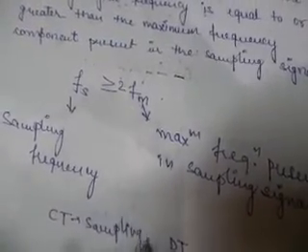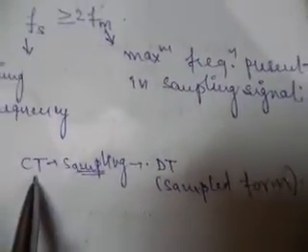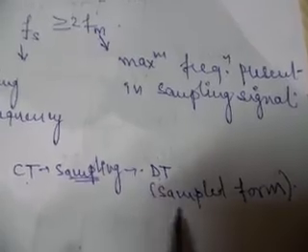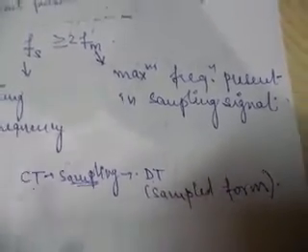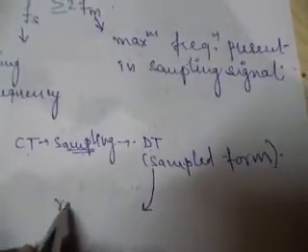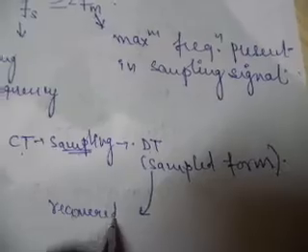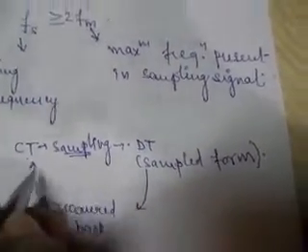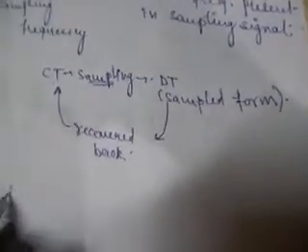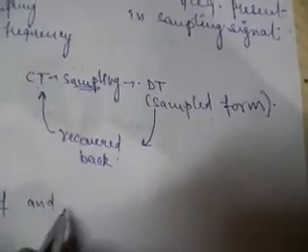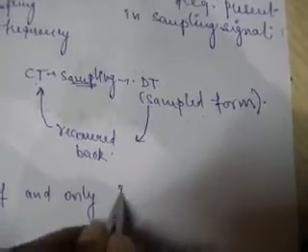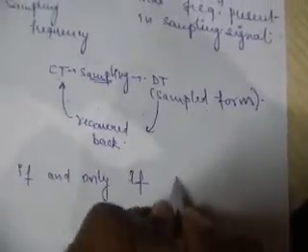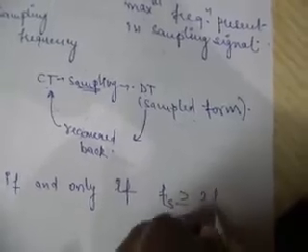It is the same which we have already discussed. That is, a continuous time signal can be represented in the form of a discrete time signal, that is sampled form, with the help of sampling. And this discrete time or the sampled form signal can be recovered back to the original continuous time signal if and only if Fs is greater than or equal to twice of Fm.